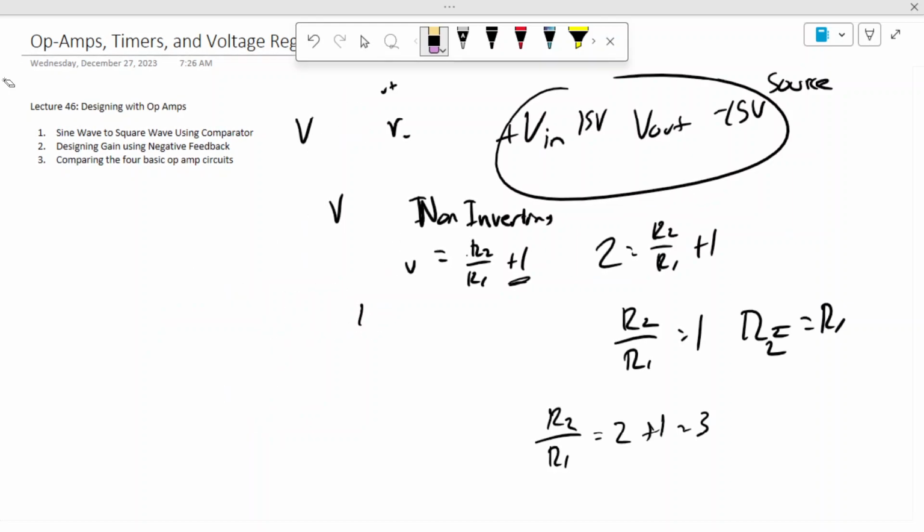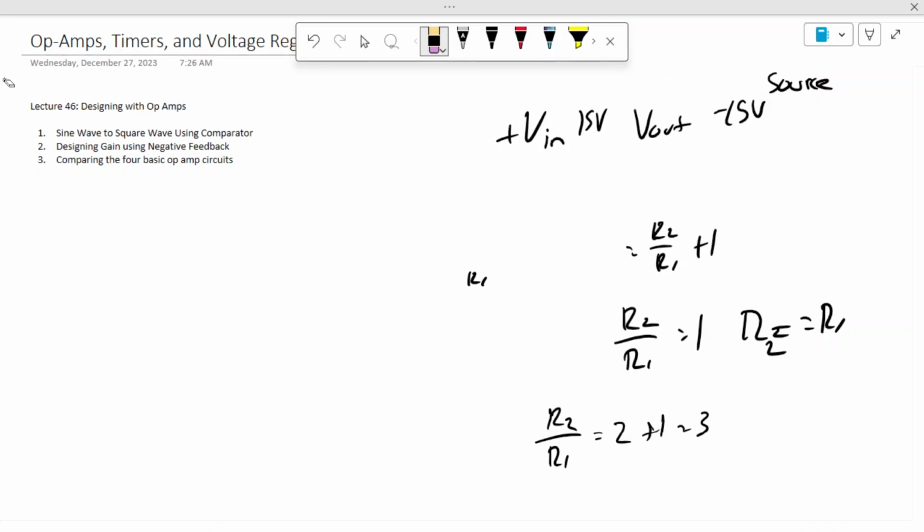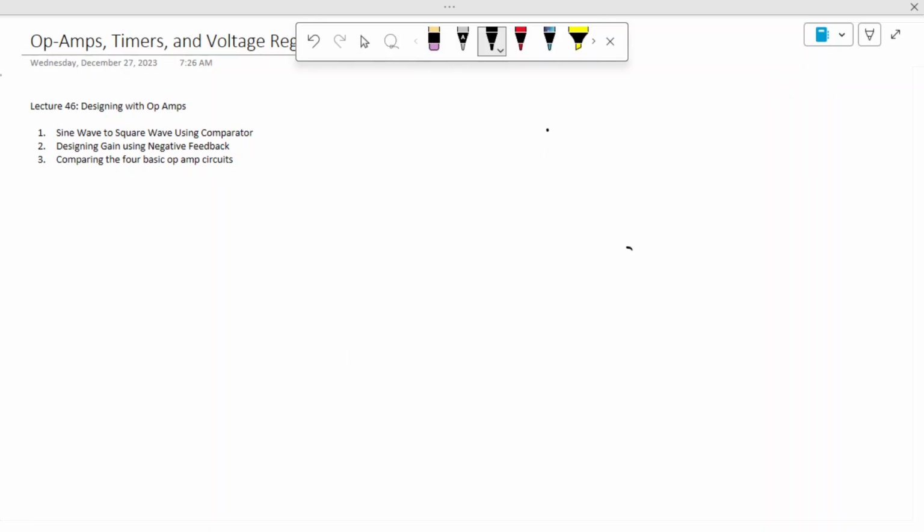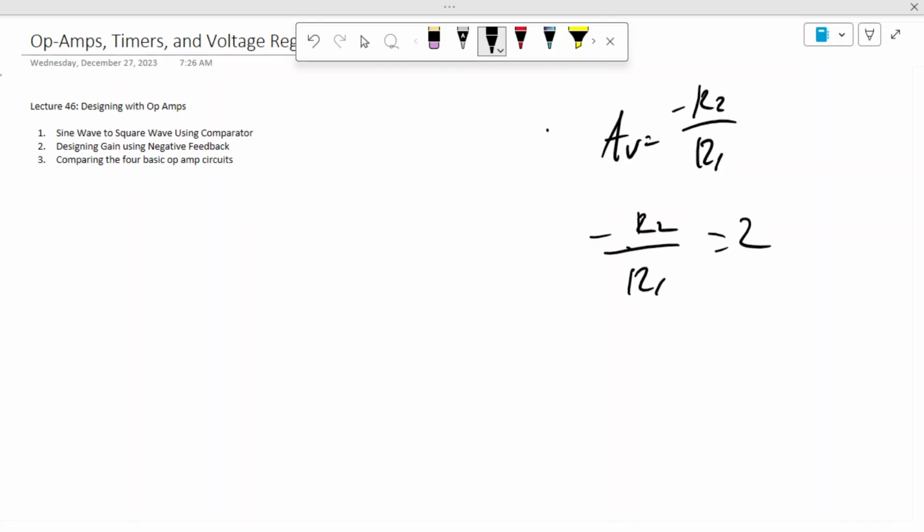If I wanted to do this with an inverting system, let's say I'm using AC, so I don't really care that it's going to do a phase shift on me because it'll be the same. I can use the formula that the gain is going to be equal to minus R2 over R1. So if I want to double it, then R2 over R1 has to be 2. So that means that R2 has to be twice as big as R1.